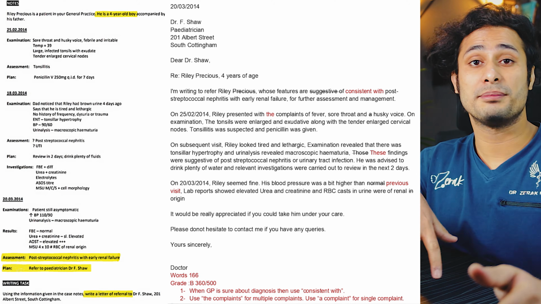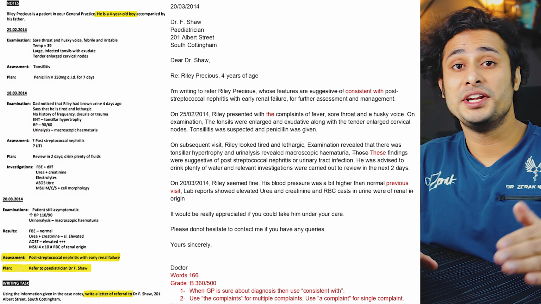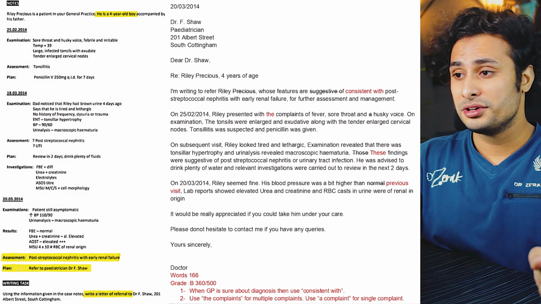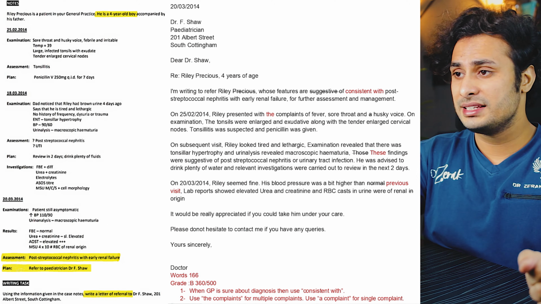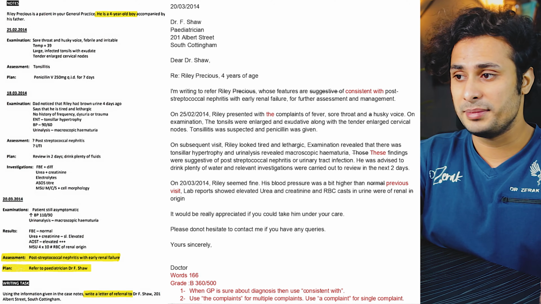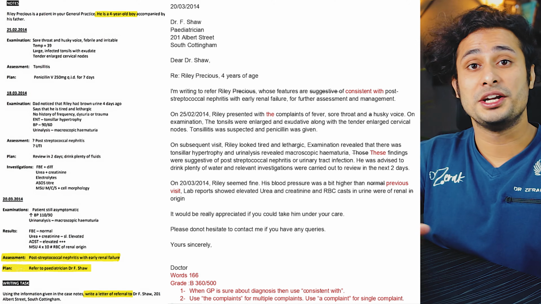Now we will come to the purpose expanded part. As we can see, it is a normal referral letter, so the format we need to follow is purpose followed by past, family, personal history followed by the first visit. After that comes the subsequent visit followed by the last visit, and at the end there will be the closing. So in the case notes we can see that there is no mention of the past or personal or family history. It means they made the task easy for us so that we don't need to write that.